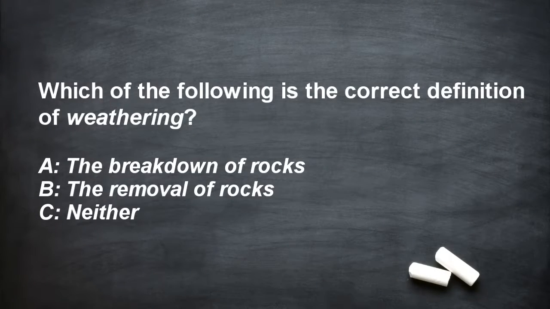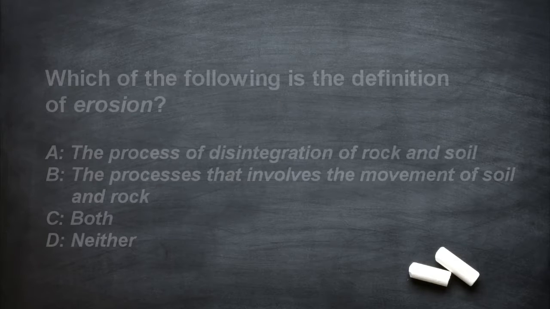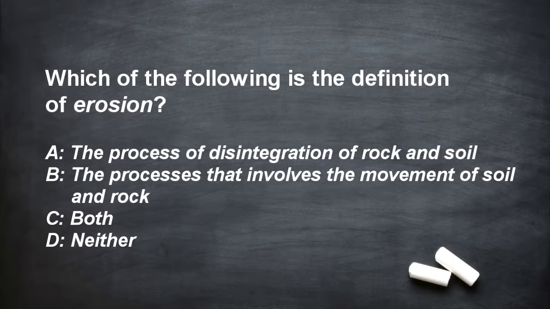Which of the following is the correct definition of weathering? The breakdown of rocks, the removal of rocks, neither. Which of the following is the definition of erosion? The process of disintegration of rock and soil. The process that involves the movement of soil and rock, both, neither.